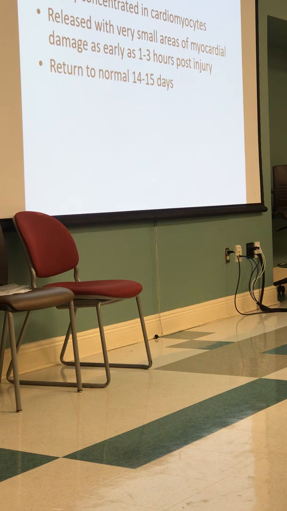Okay? It is released in very small areas of myocardial damage, 1 to 3 hours post-injury. It doesn't start rising for a while, right? What is the first EKG sign of myocardial damage? Tall peak T waves. Tall peak T waves are the first thing you see when someone's having a myocardial infarction.